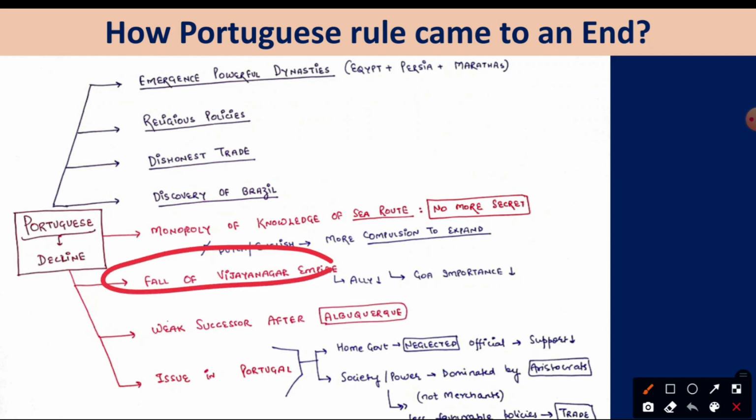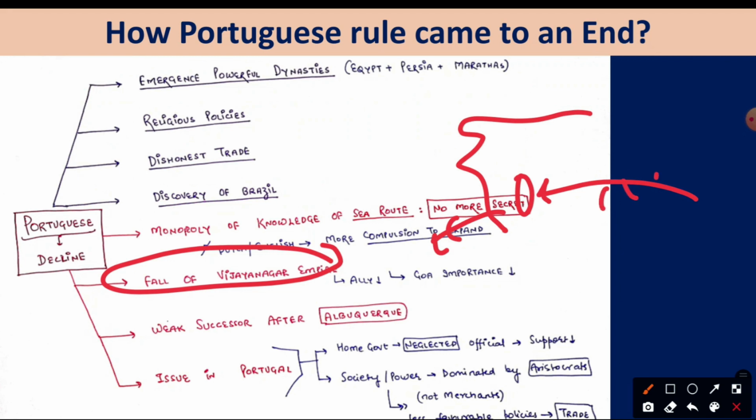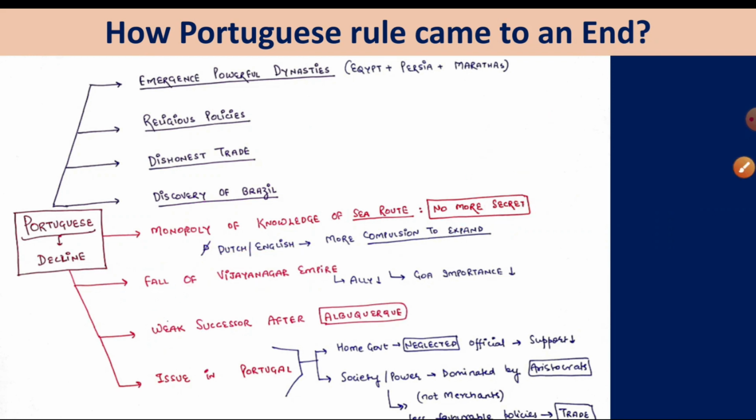When the Vijayanagar Empire fell, they lost an ally. Plus the port of Goa, which was the major port at the time of the Vijayanagar Empire. Through the Vijayanagar Empire, they used to do a lot of trade because it was a very prosperous state. But when this empire died, trade declined. When trade declined, their income declined. The Portuguese income declined.